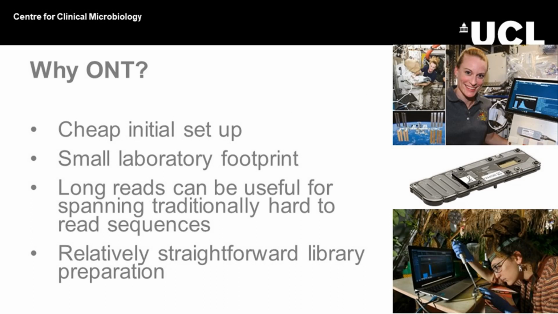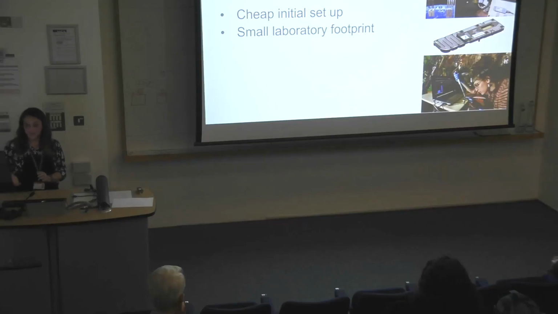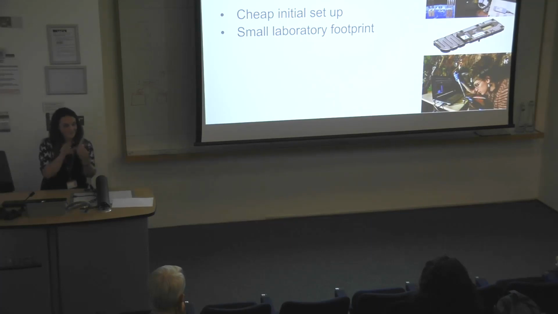So we chose to use Oxford Nanopore Technologies as our sequencing platform. I don't know if you've heard of it or seen them before, but there are lots of reasons why it's really useful. It's got a really cheap initial setup, so it's about $1,000 for the startup pack with flow cells and kits. It also has a very small laboratory footprint, and I have one here.